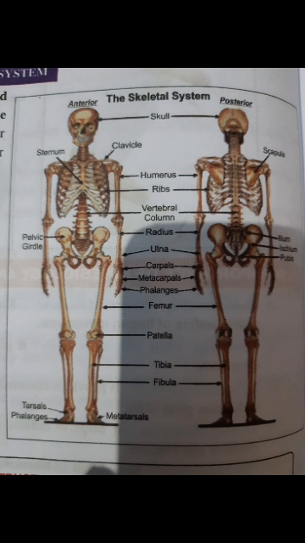The next is attachment. It provides junction or attachment to the skeleton. Next is storehouse. The bones are the storehouse of different types of minerals which are very important for our body. They also store fat, which provides energy to the body. The next is manufacture of RBC. The bones manufacture red blood cells, which are a very important component of blood.